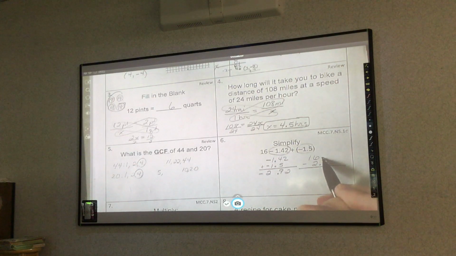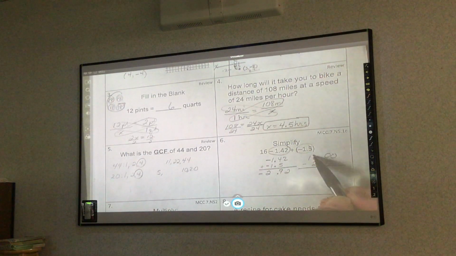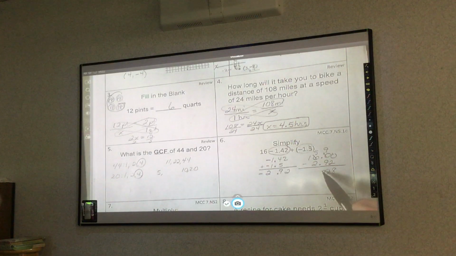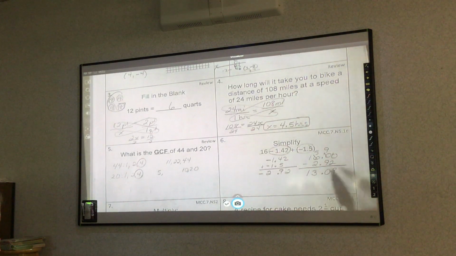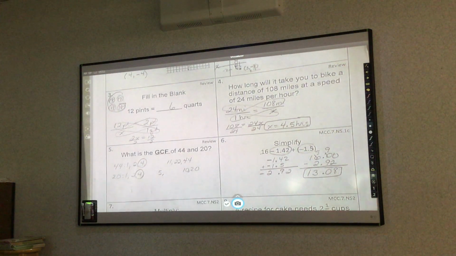When I do it, make sure you line up your decimals. You do need to add your zeros. So then I have to borrow. 10 minus 2 is 8, 9 minus 9 is 0. 5 minus 2 is 3, 1 minus nothing is 1. And 16 is positive, so it's greater, so my answer is going to be positive.